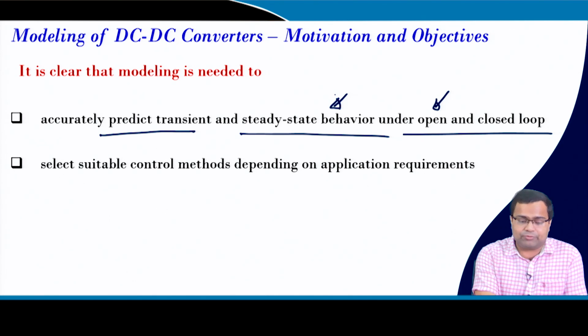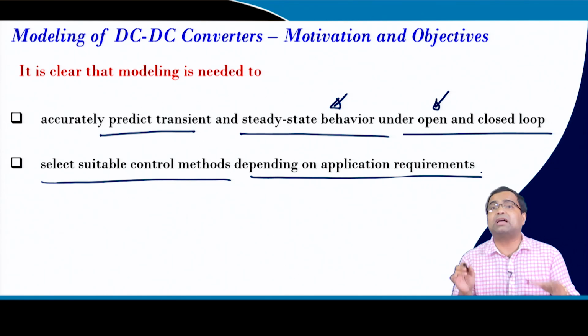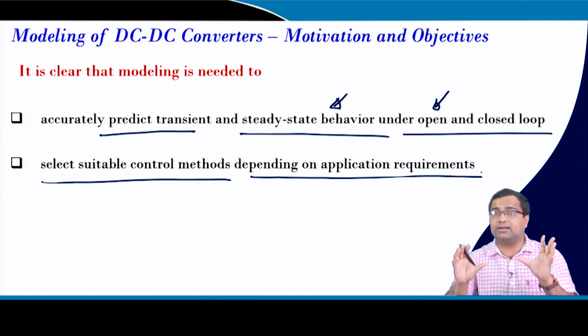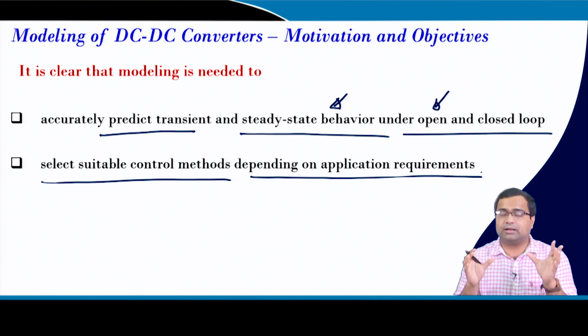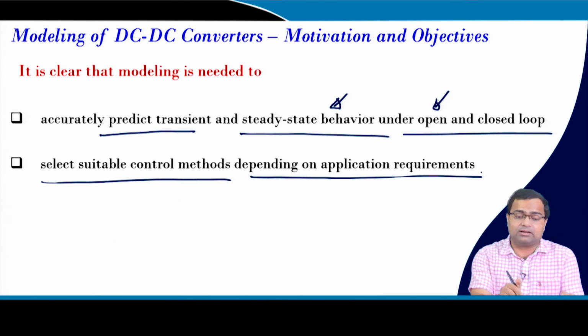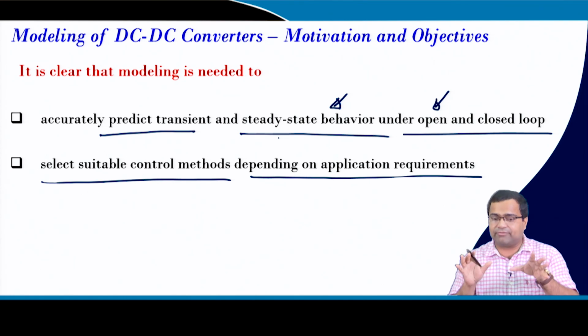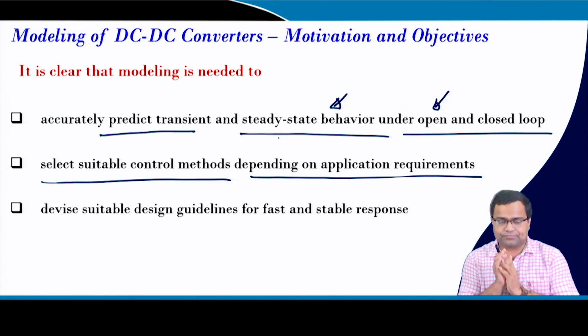Once we have the model, then we need to select the suitable control method, depending upon the application requirement. So if you need current mode control, for example, for let us say a voltage regulator module, multi-phase, then it is better to go for current mode, and then we need to consider such a model and design a very high bandwidth current controller.